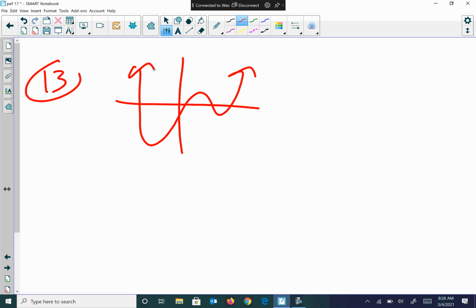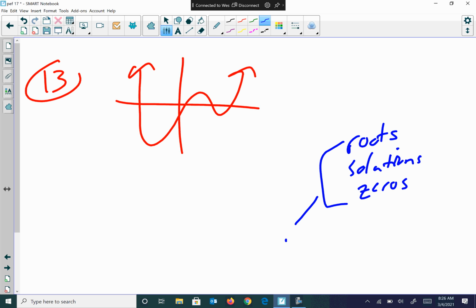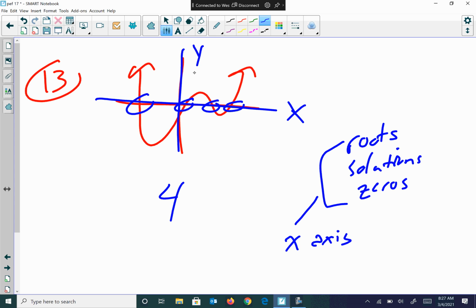Agree? So what they want you to do is they want to know how many total roots. So we call things roots, solutions, zeros. This is where it crosses the x-axis for the most part. So I have, this is the x-axis right here. So 1, 2, 3, 4. So this has 4 solutions. And then, you know, that's the x-axis, and that's the y-axis. Okay? That's all it is. I'm not going to have that on the quiz, though. But, I mean, I wish it was. That's an easy one, huh?